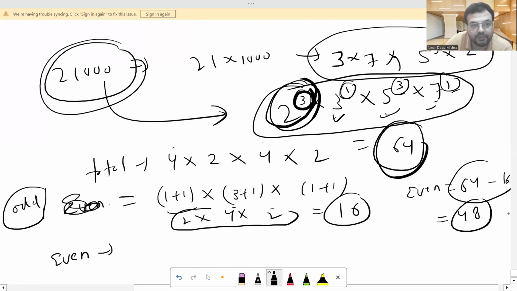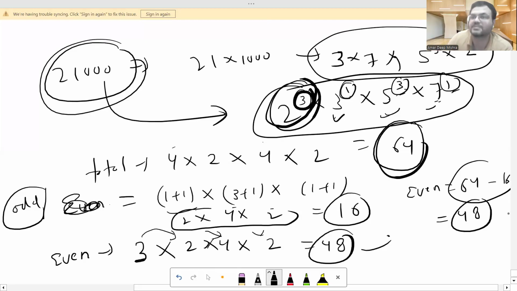So power of 2 is what? 3. So take 3 as it is into next 1 plus 1, 2 into 5 power is what? 3. So take 3 plus 1, that is 4. 7 power 1 is what? 1. So take 1 plus 1, that is 2. So 3 2s are 6, 6 4s are 24, 24 into 2, 48. So from here also you got the same answer, right? I hope this is clear.